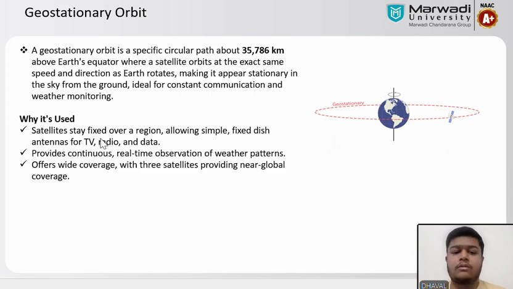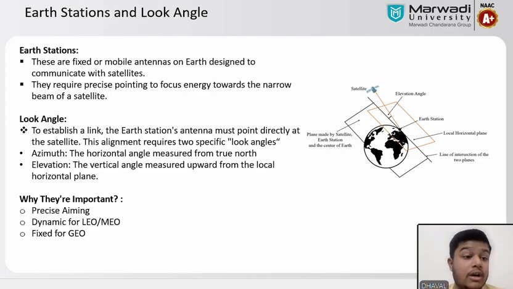Why is it used? As we discussed, satellites stay fixed over a region, which allows constant communication, and the applications are TV, radio, and data. It offers wide coverage, with three satellites providing near global coverage. This was all about geostationary orbit. Now we will talk about Earth station and look angle.